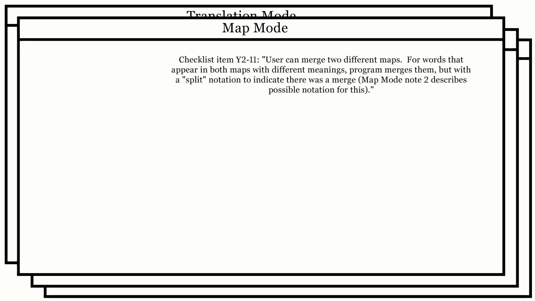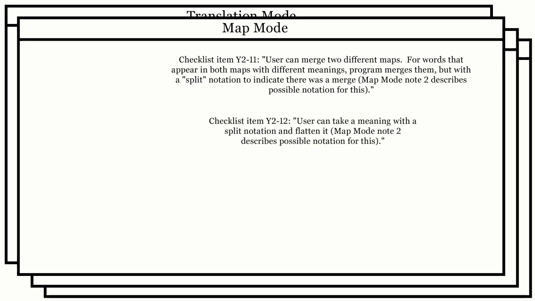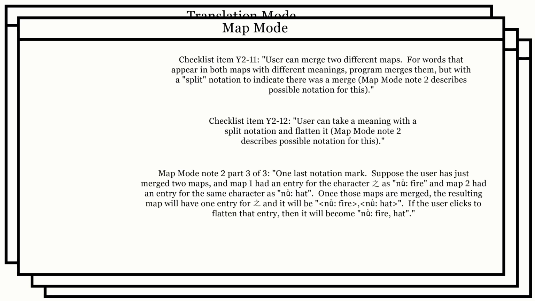Checklist item 2-11. User can merge 2 different maps. For words that appear in both maps with different meanings, the program merges them, but with a split notation to indicate there was a merge. Map mode note 2 describes possible notation for this. And checklist item 2-12. User can take a meaning with a split notation and flatten it. See same note. And that note, map mode, note 2, part 3 of 3, one last notation mark.